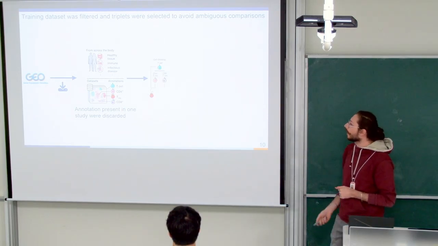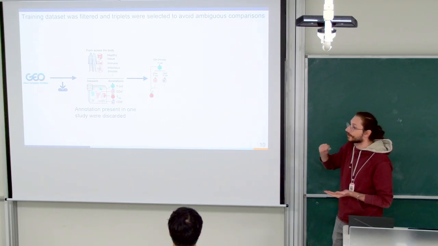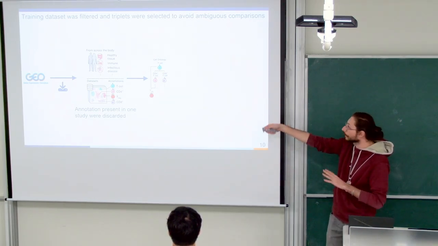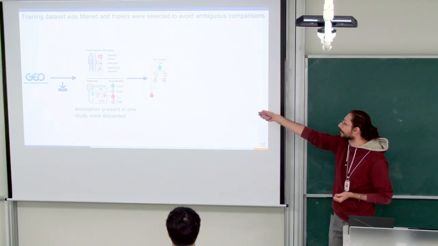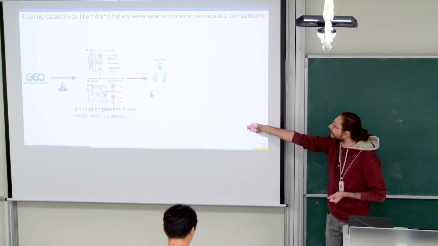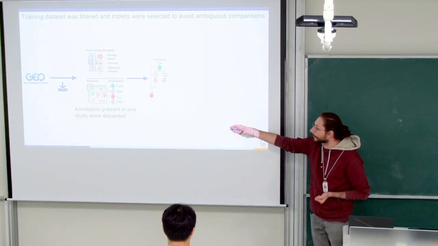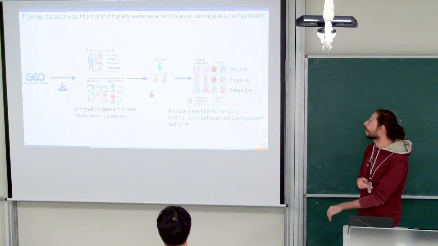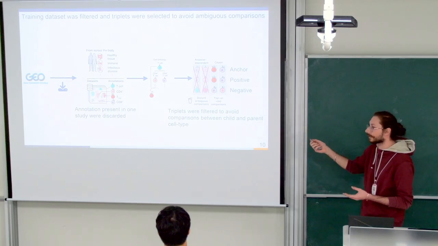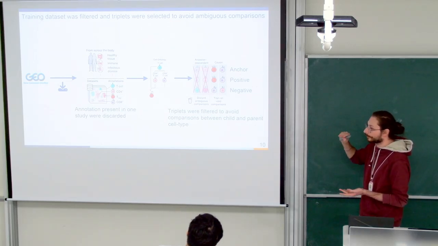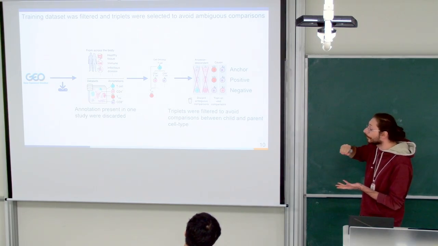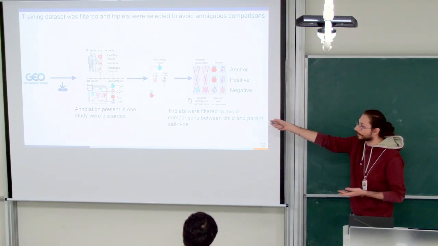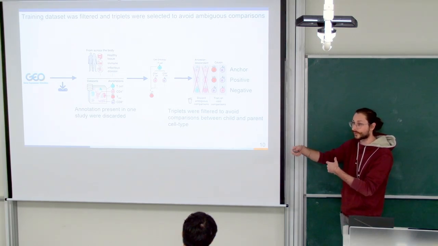That is the first step. Secondly, the authors will classify the ontology. So they will describe the parent-children relationship between the cell types. In this example, you have the T cells that are the parents of CD4, CD8, and Treg. And also CD4 is parent of Treg. But we want to avoid what they call ambiguous comparison. When we select our anchor, positive and negative cells, so when we select this triplet, we want to avoid triplets that have ambiguous comparison. So what is an ambiguous comparison? It's when we compare the children with its own parents. So this is the first pre-filtering step.